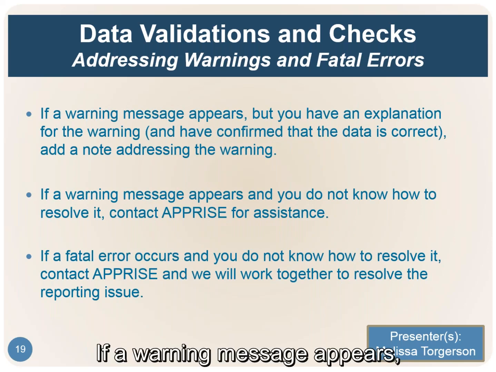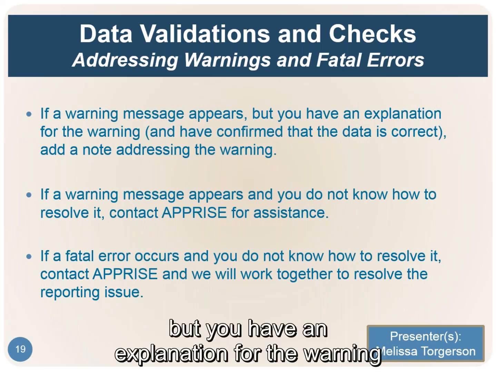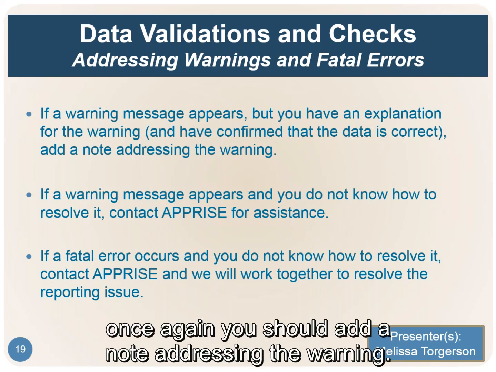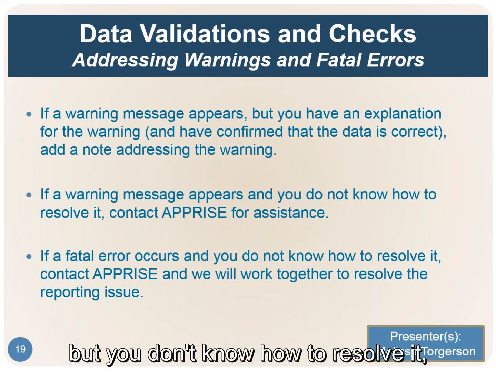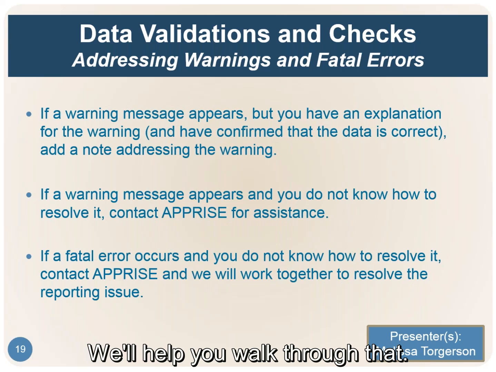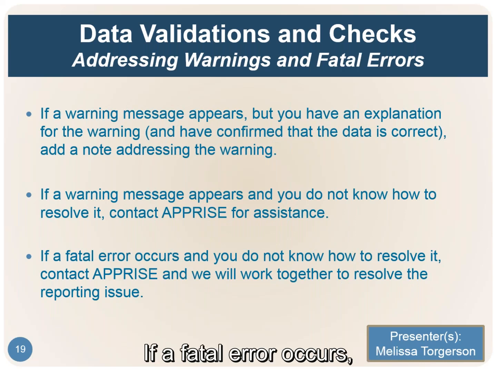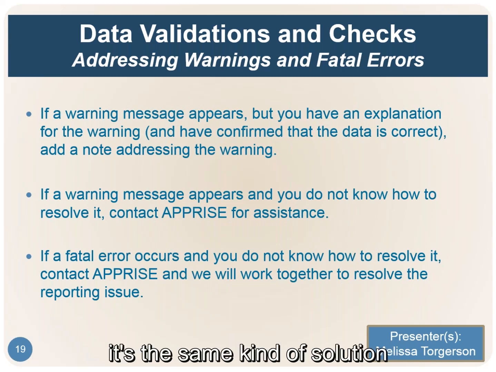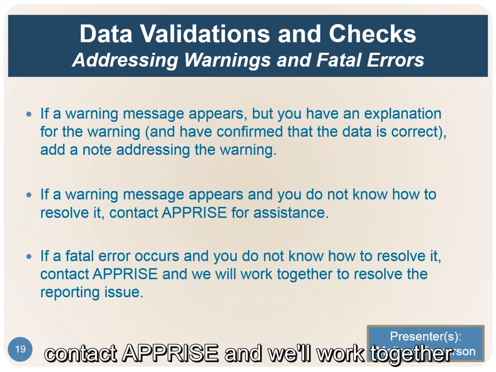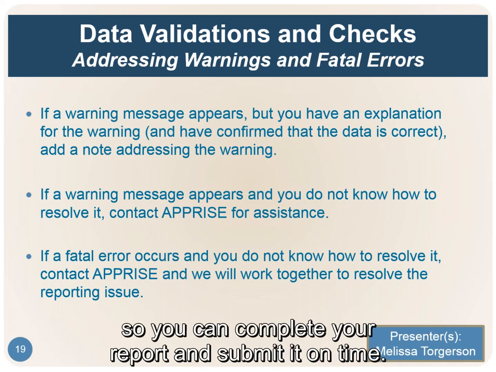If a warning message appears, but you have an explanation for the warning and you've confirmed that the data is correct, once again, you should add a note addressing the warning. If a warning message appears but you don't know how to resolve it, contact APPRISE for assistance and we'll help you walk through that. If a fatal error occurs, it's the same kind of solution and you don't know how to resolve it, contact APPRISE and we'll work together to resolve the reporting issue so you can complete your report and submit it on time.